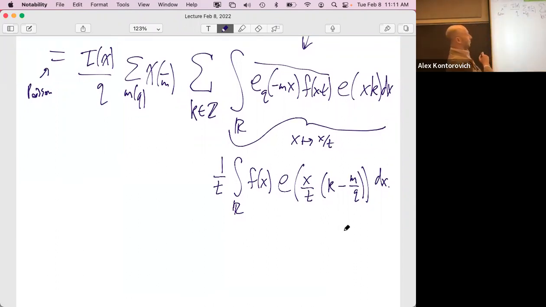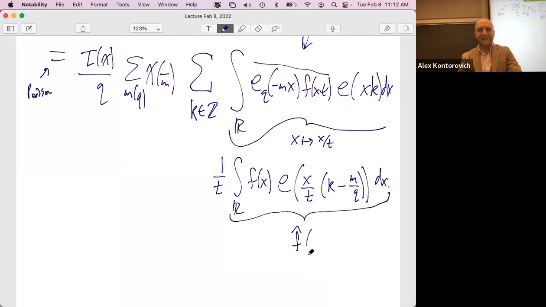Did I get that all right? t is a positive real number. I think that's right. The x's here and here turn into x over t. There's a k that went there. There's a minus m over q that went there. And f became f of x, and dx became dx over t. But this, we know exactly what this is.